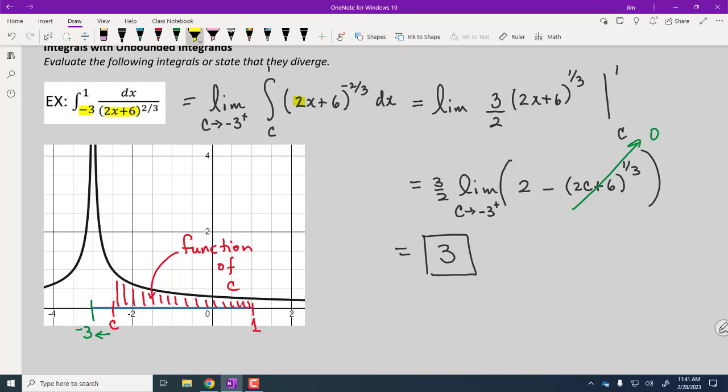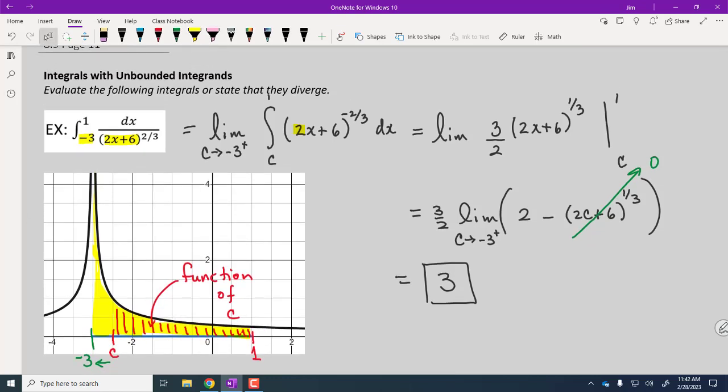So we're doing the vertical tail here, so we're finding all that area right there. So that area is all equal to 3. All right, questions on any of the setup there? Or on the evaluation?